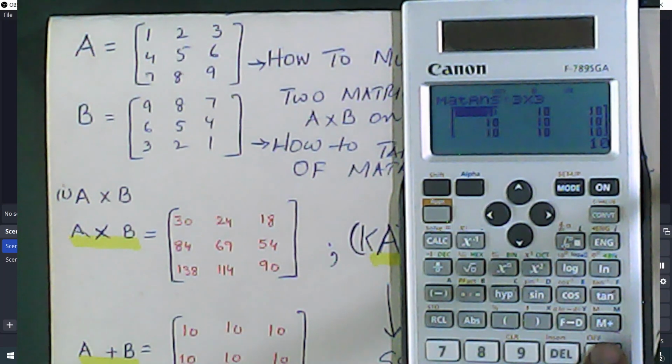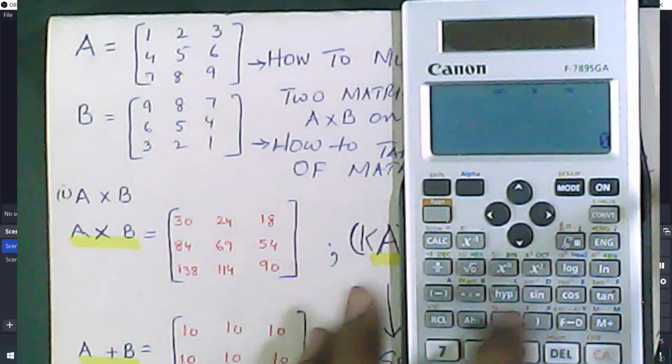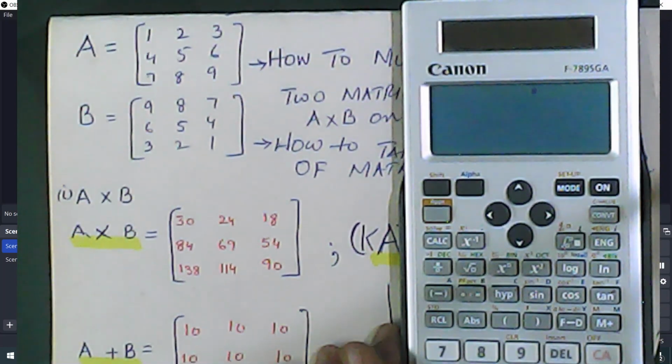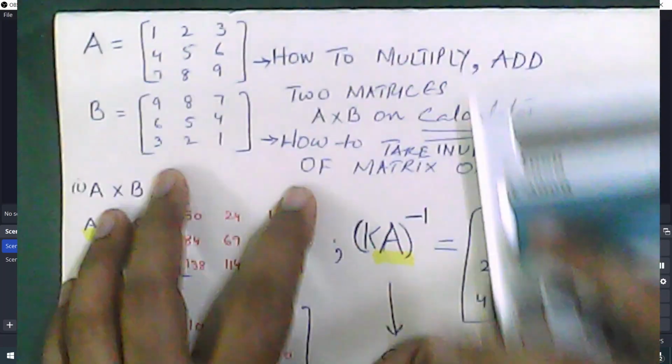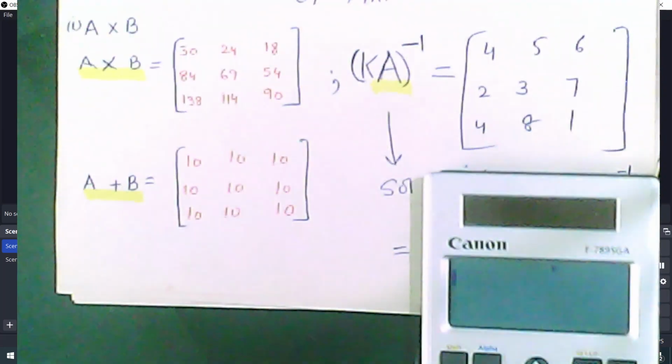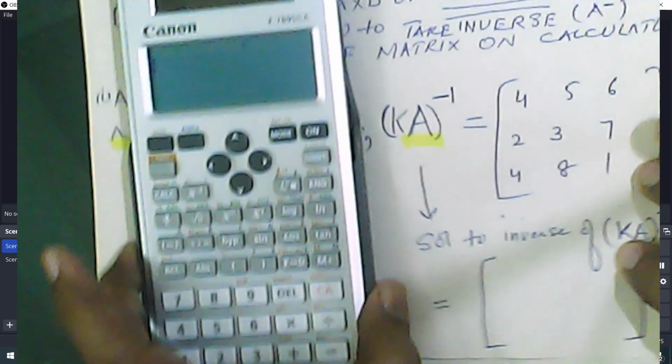So we clear it off. Now you need to clear all the data. I will just press 1 for computation, and everything is cleared. And now the next target of ours is to perform the inverse of this new matrix KA, whose entries are given to you over here.